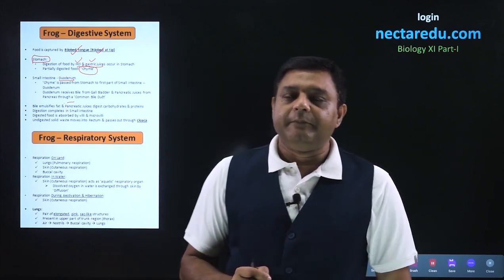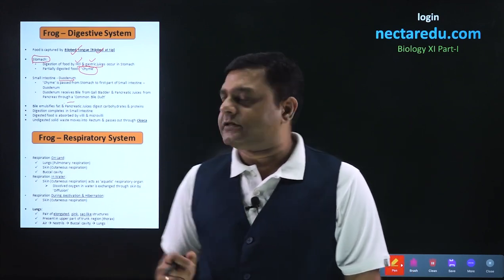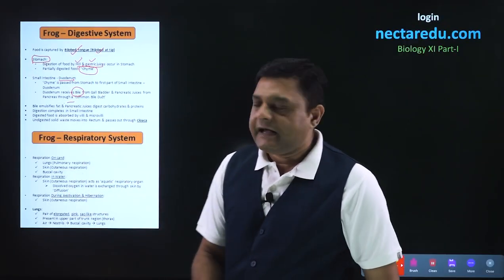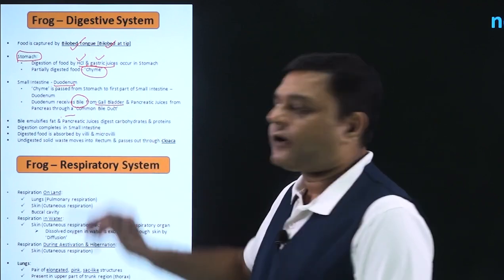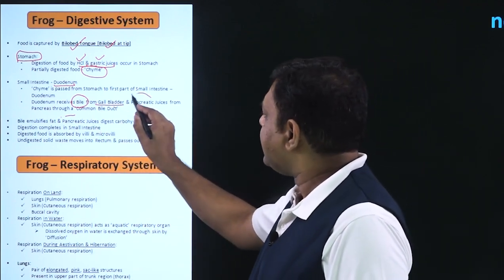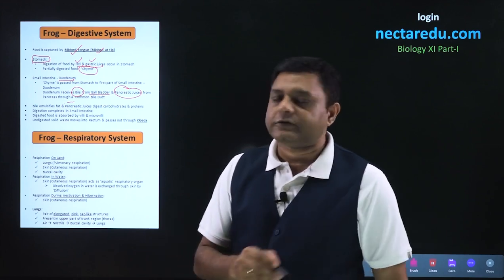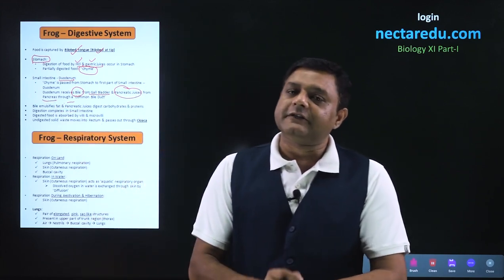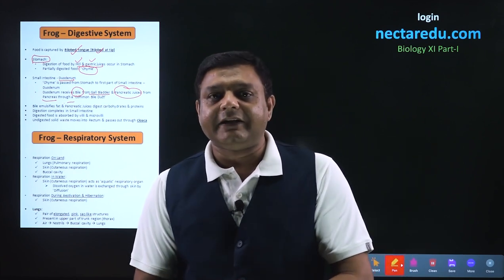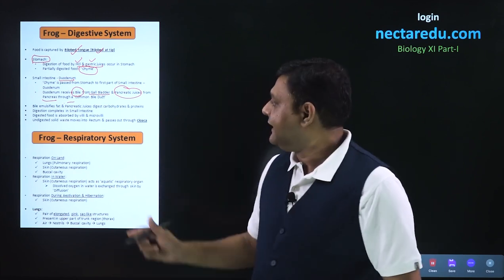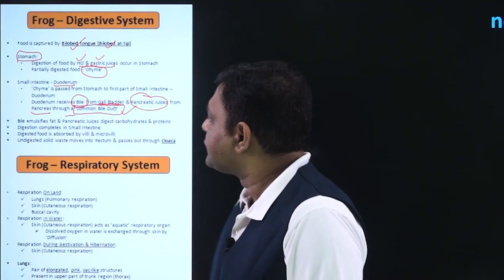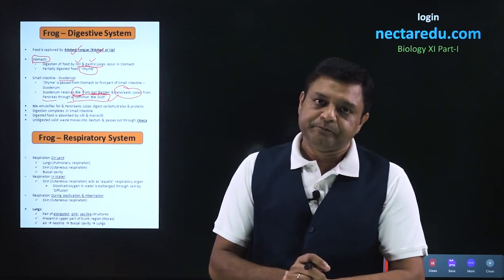Now, in the duodenum, there will be two secretions which will be coming. The first secretion will be bile. Bile will be coming from the gallbladder, and the second secretion is pancreatic juice that will be coming from the pancreas. Both this bile and pancreatic juice come by a single duct, and the single duct in the case of frog is called the common bile duct.